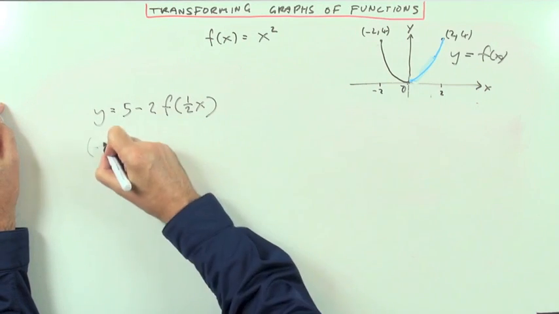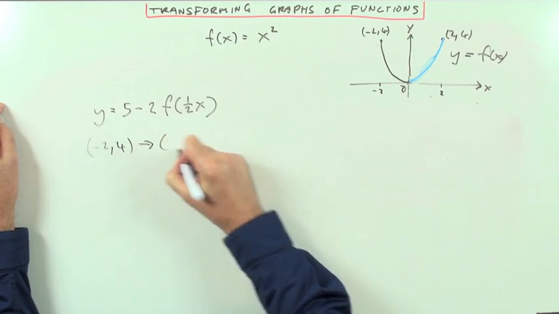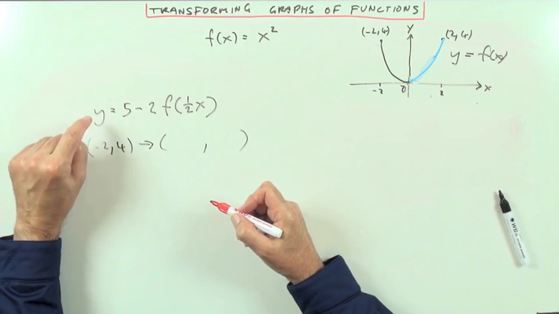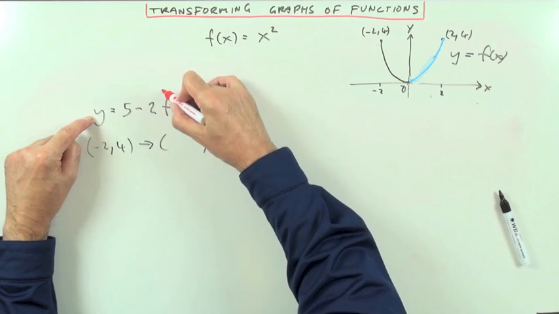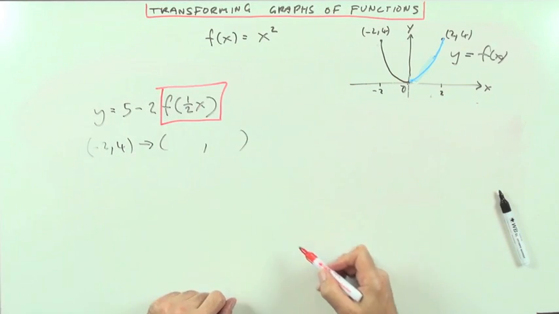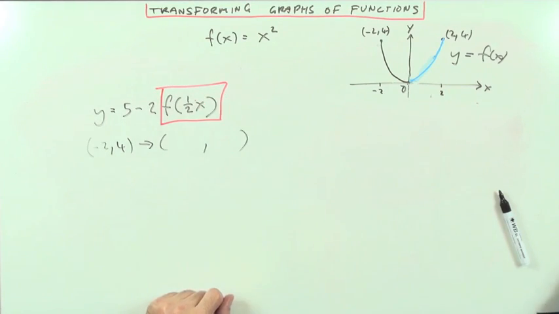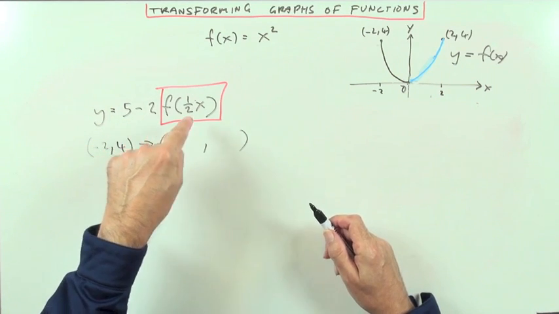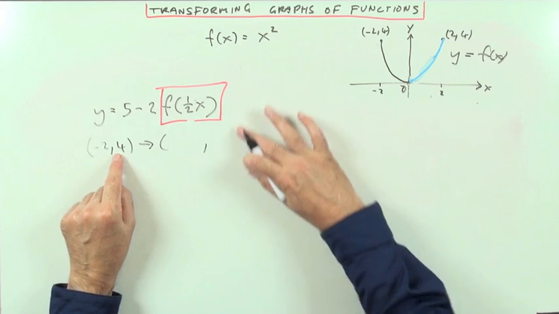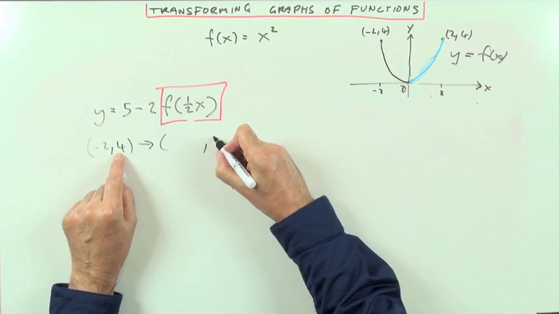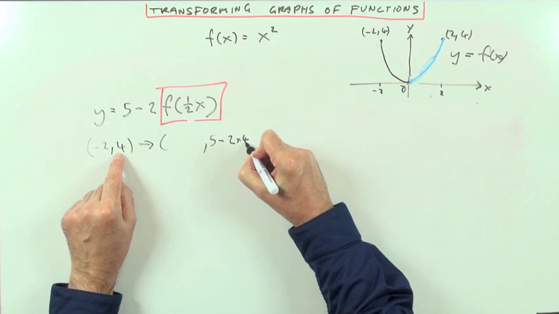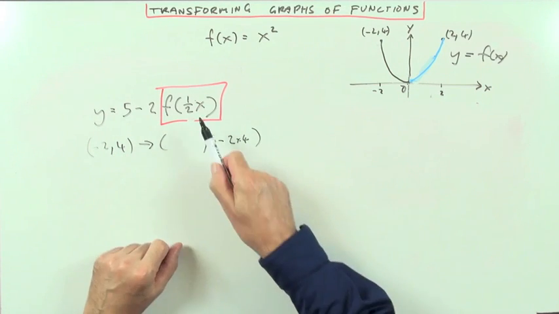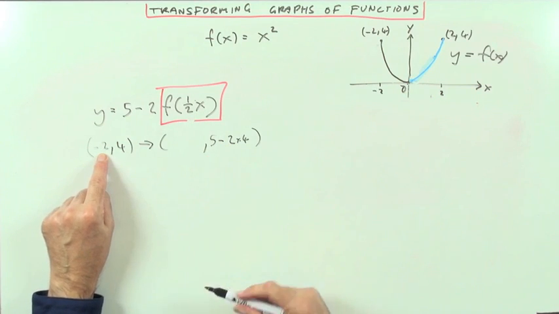I'll take them in order, starting from this side. So negative 2, 4, where would it go? It's important to remember there are 2 parts to this. That stands for the new y coordinate. There's the original answer, and there's the original position for those answers. So my new answer is going to be 5 minus 2 times my old answer. And in here, the original position was negative 2.